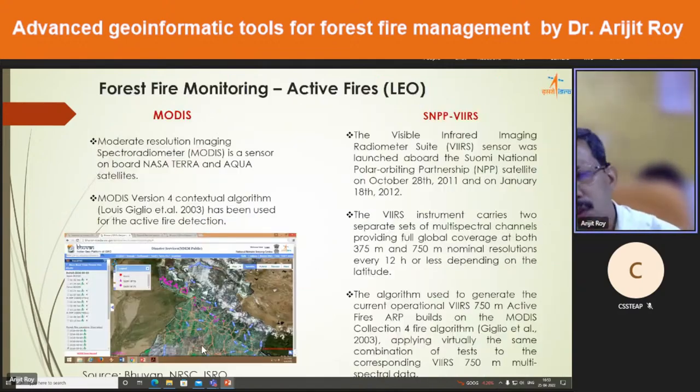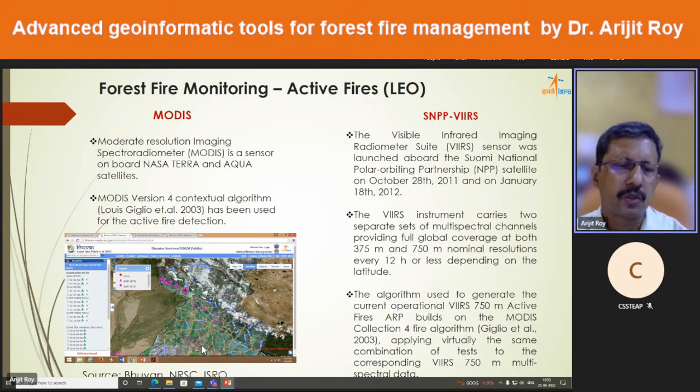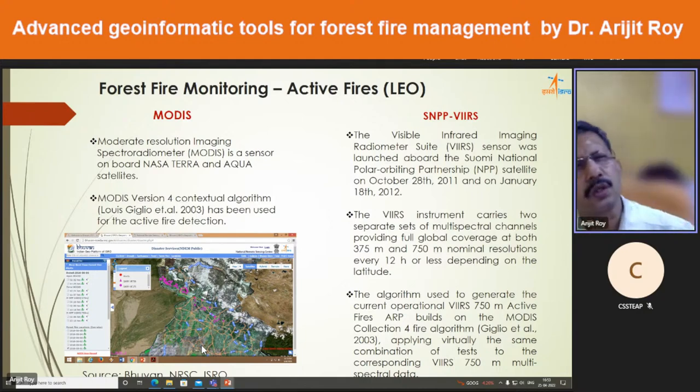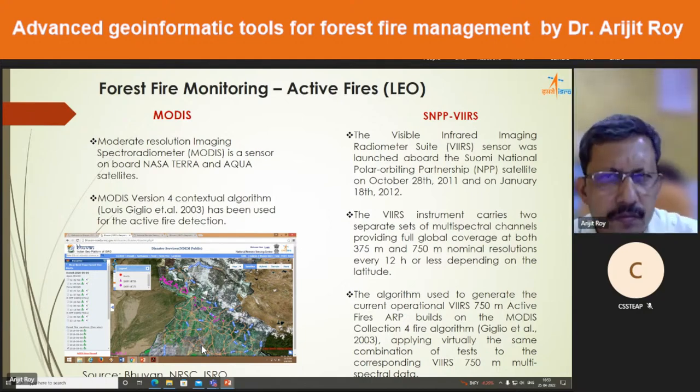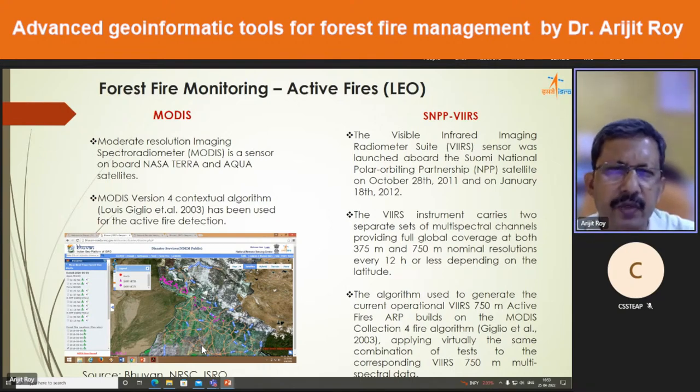So we will talk about the use of geoinformatics for forest fire management one by one. That is, first we will be talking about the monitoring aspect, then we'll be talking about the early warning or risk analysis assessment, and finally the spread models. So when we talk about forest fire monitoring, that is mainly the active fires.